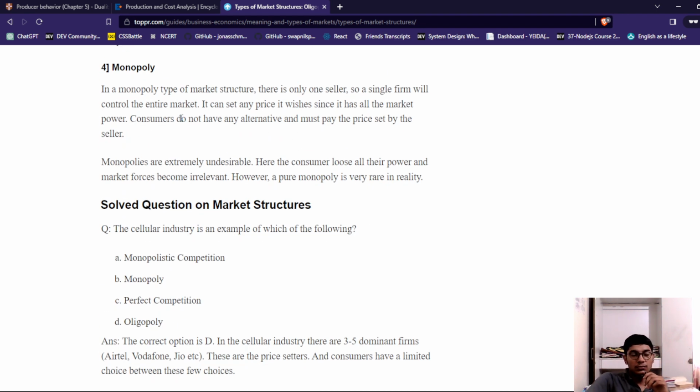Monopoly. In this market there is only one seller, a single firm that controls the entire market, so it sets the price as it wishes. It has market power.